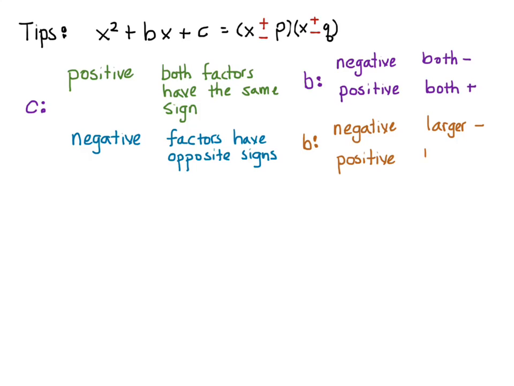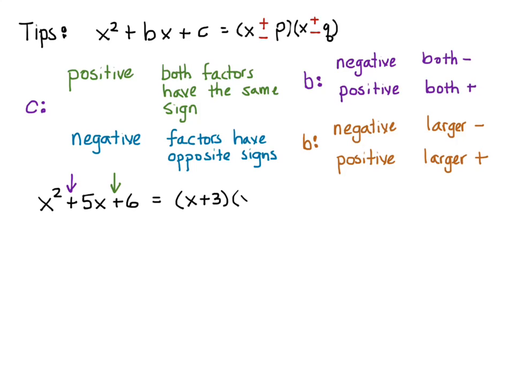So here we have, if we have factors that have opposite signs, if b is negative, then the larger one is negative. If b is positive, then the larger one is positive. So that's when we had that x minus 5 times x plus 4, since we had a negative one. The 5 is larger than the 4, so that one is the one that gets the negative. So let me step through a few of these.